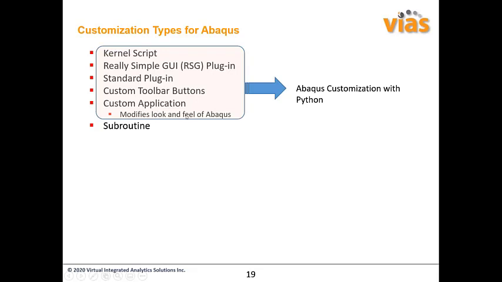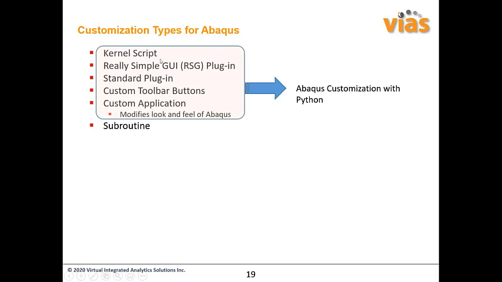Then this custom application is basically the GUI, graphical user interface application. It modifies the look and feel of Abaqus. It looks as if it's another software, sort of a software within a software. It's like another application that you can develop in Abaqus for very specific purposes and for users who are really focused on doing certain tasks and some complex tasks fairly repeatedly. This is where the custom application GUI comes in.